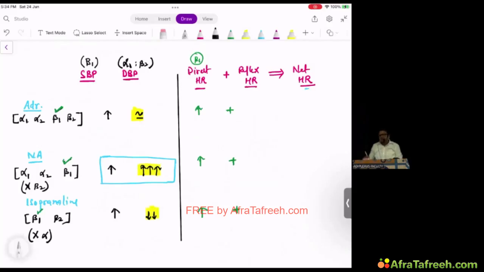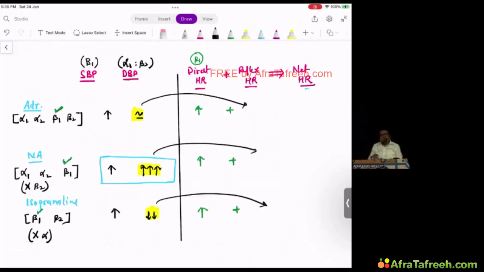So can you tell me what the reflex action will be with each of them? Opposite of this. So what is adrenaline doing to diastolic BP? Nothing. What is the opposite of nothing? Nothing. So overall heart rate will increase. Directly it is increasing, reflexly nothing, so heart rate will increase.